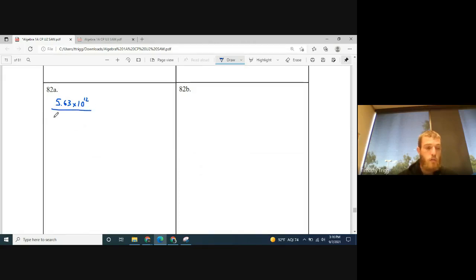Which is 282.4 times 10 to the 6. Let's go ahead and we can divide the coefficients here. 5.63 divided by 282.4, which gives us we'll say 0.02, rounding to the nearest hundredth. Hopefully you can see that there. And then times 10 to the 6th.